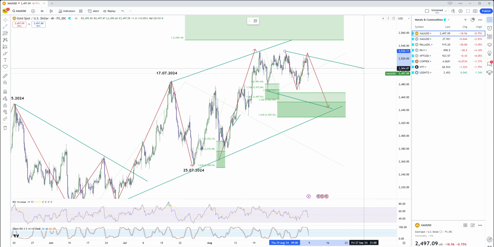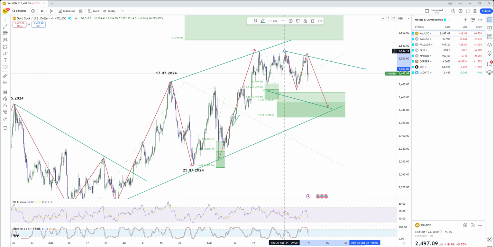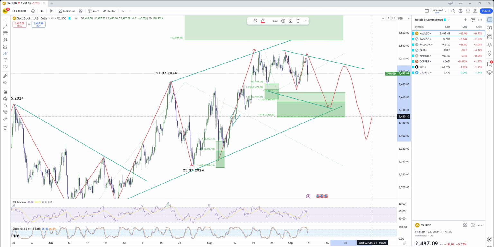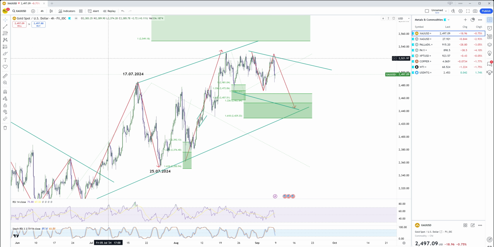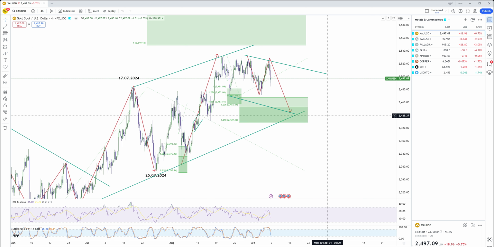Another potential move to the downside, and the market will decide after it comes down to this area whether the market will be ready for new all-time highs, or whether from here it is going to bounce and make another move to the downside before it goes up. So there are two scenarios in the bigger picture for gold, and both of them will depend after the market comes to this area.